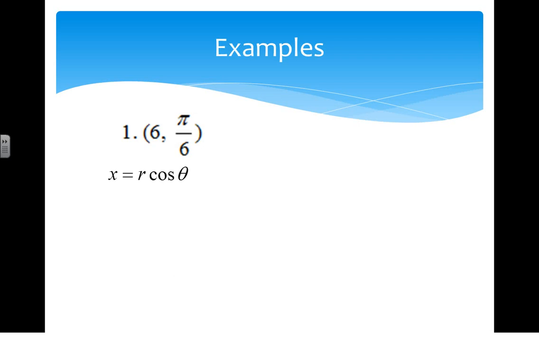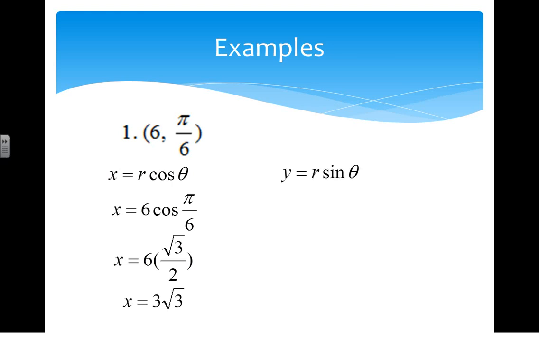So if x equals r cosine theta, you're just going to plug and chug. R is 6, and the angle is pi over 6. Cosine of pi over 6, you should be able to do that in your head. This is where the hand trick comes in handy: 30, 60, 90, 45. 180 divided by 6 is 30. Cosine of 30 is root 3 over 2, and then you would simplify. So there's your x coordinate.